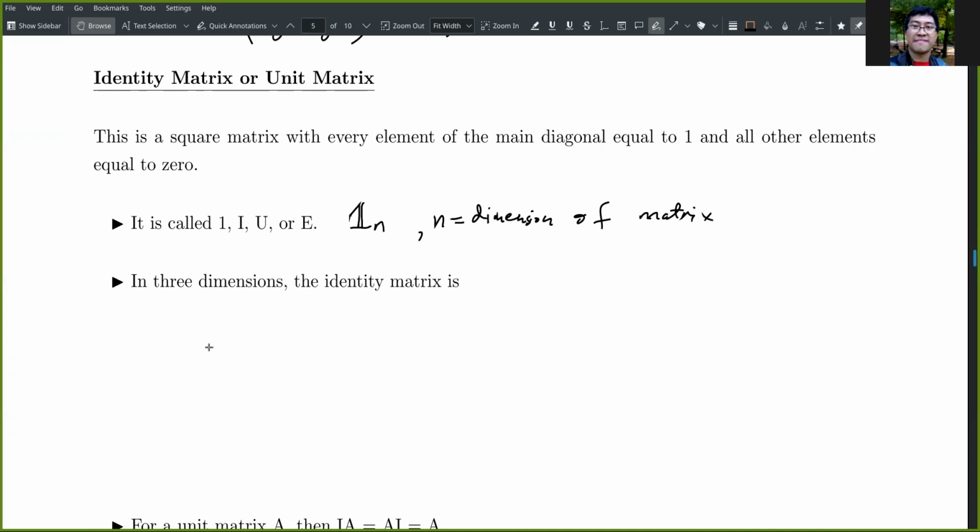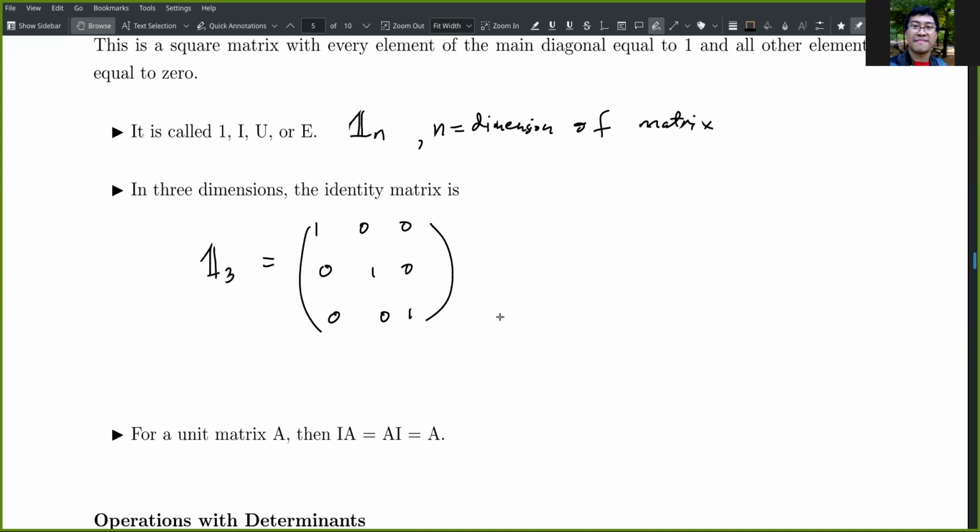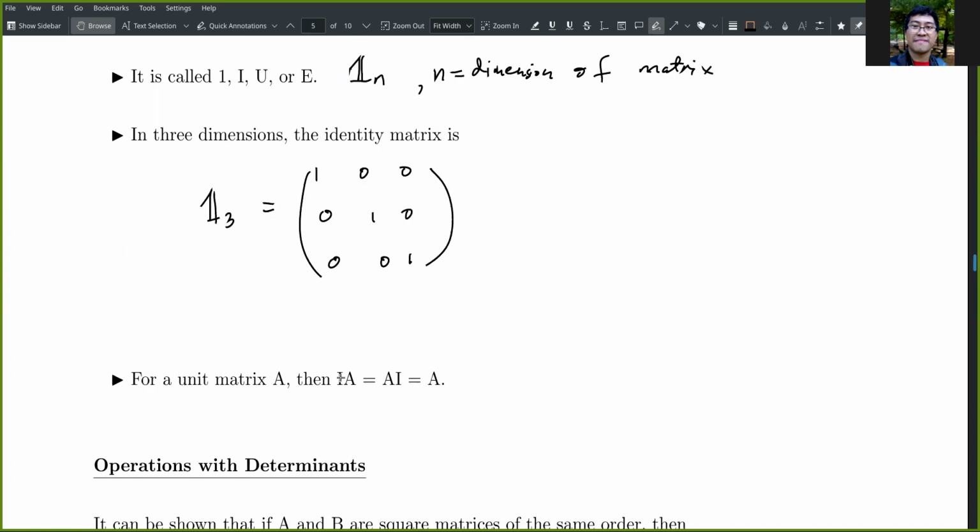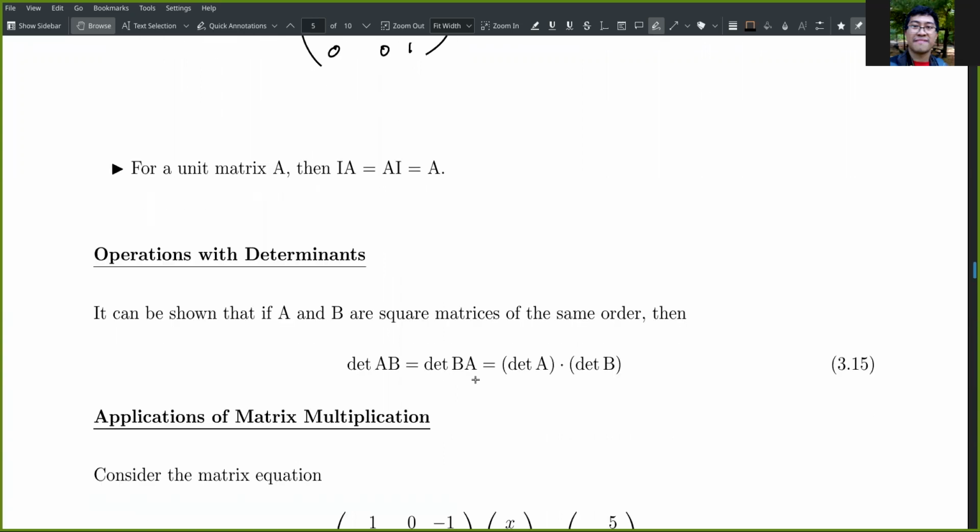So for a three-dimensional unit matrix, I'll write it as I3 equals 1, 0, 0, 0, 1, 0, 0, 0, 1. For a unit matrix, it would be that IA equals AI equals A. For determinants, the determinant of AB is equal to the determinant of BA, and it's also equal to the determinant of A times the determinant of B.